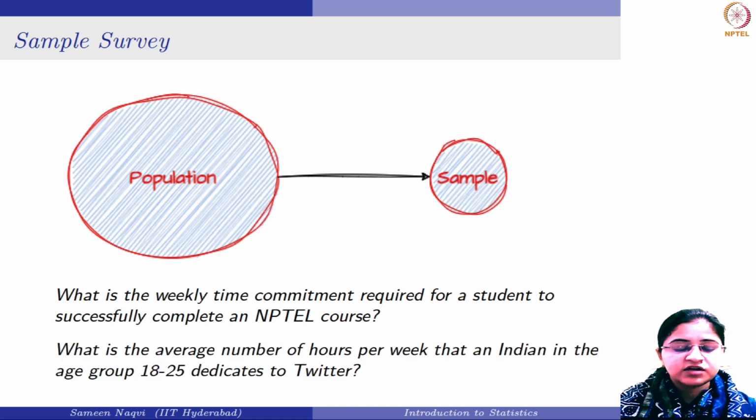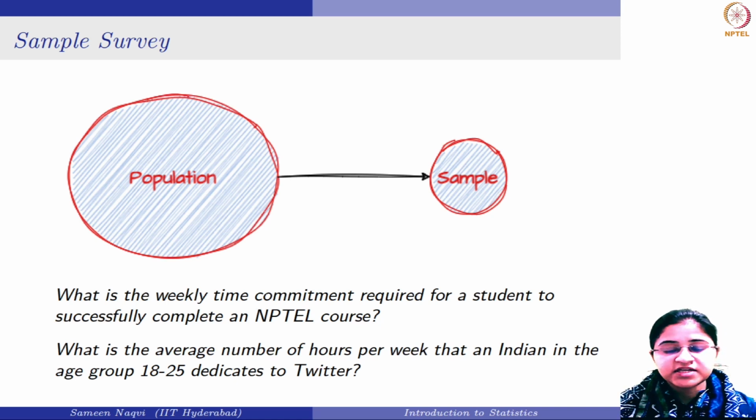In a similar way, if you want to know the average number of hours per week that an Indian in the age group of 18 to 25 dedicates to Twitter, what is your population here? The population is basically all the Indians who are in the age group of 18 to 25. So you will not be focusing on other age groups, and also you will not be focusing on those who do not use Twitter.